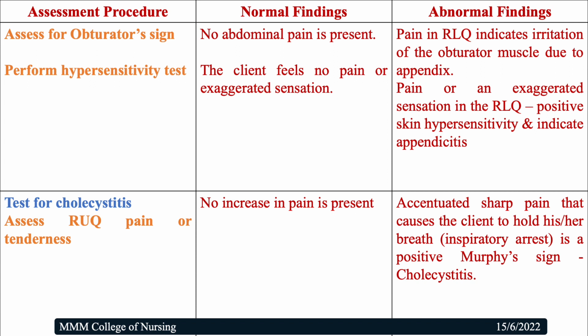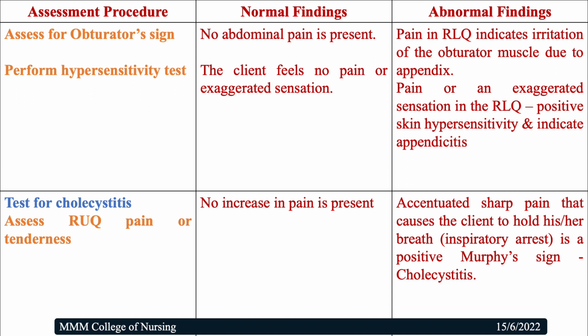Assess for obturator sign. Here, support the client's right knee and ankle, flex the hip and knee and rotate the leg internally and externally. Normally, no abdominal pain is elicited. Abnormal findings show pain in the right lower quadrant indicating irritation of the obturator muscle due to inflammation of the appendix. Next is perform the hypersensitivity test.